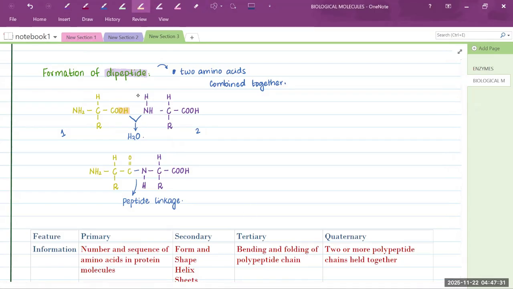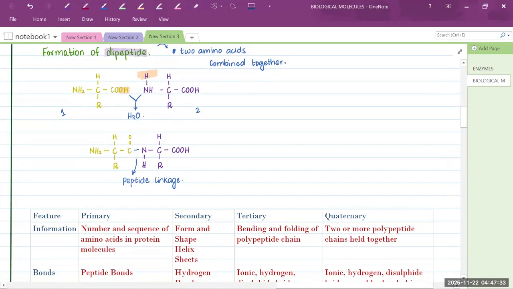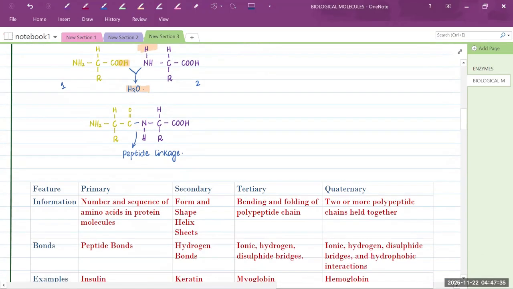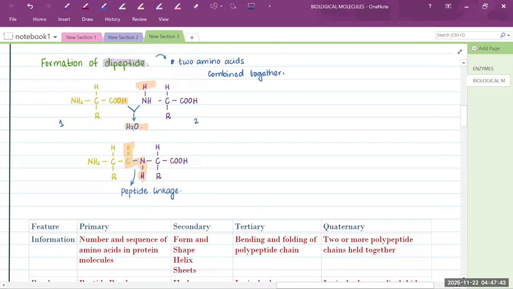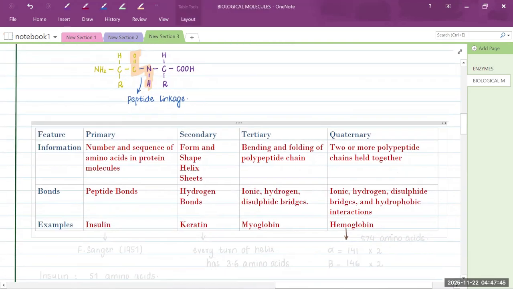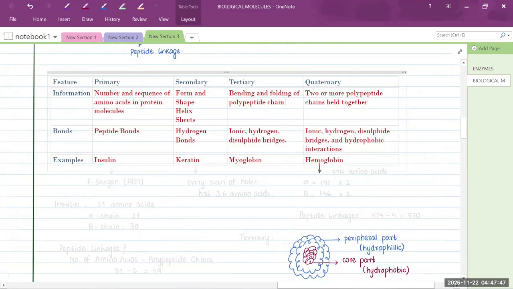And one hydrogen from this end will combine to form a water molecule, and this whole thing is the peptide linkage, and this will be formed. Moving on to the structures of protein.